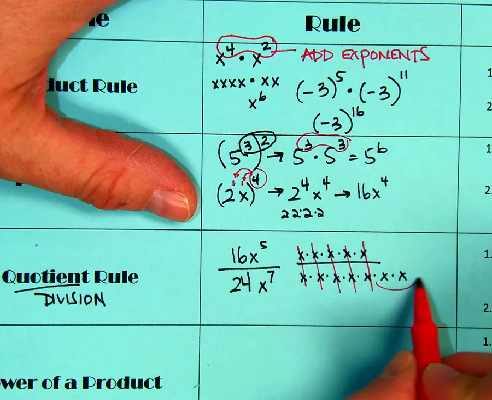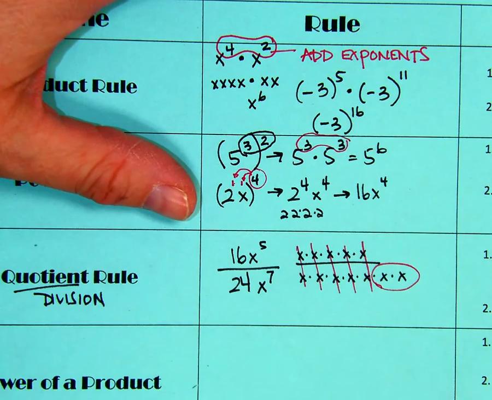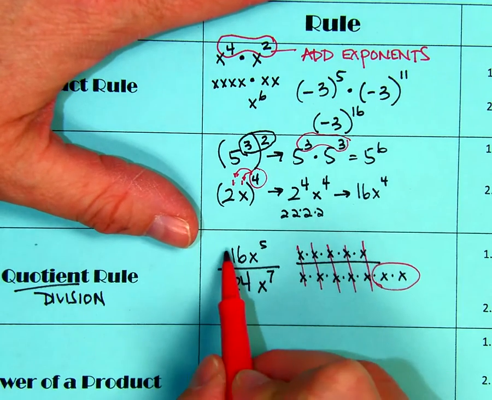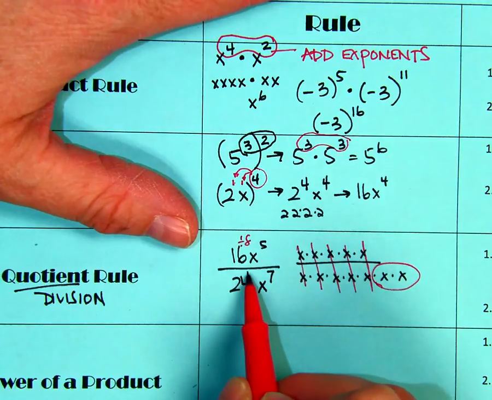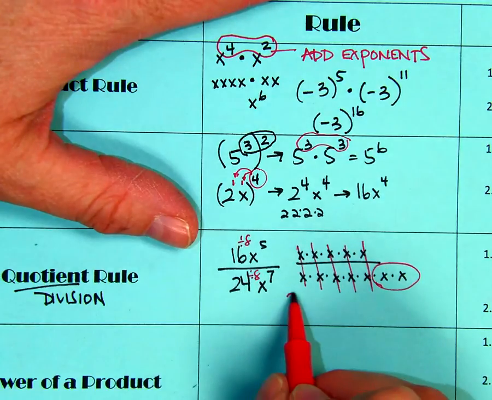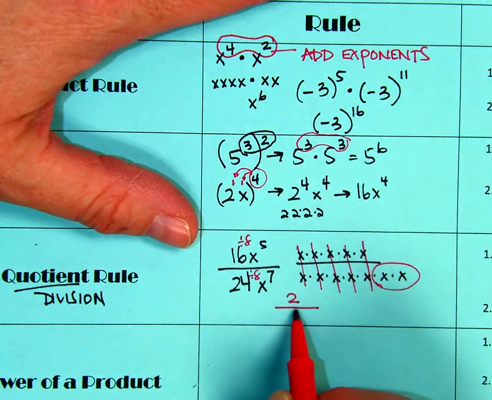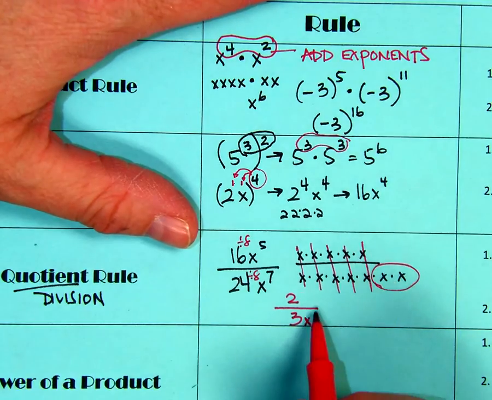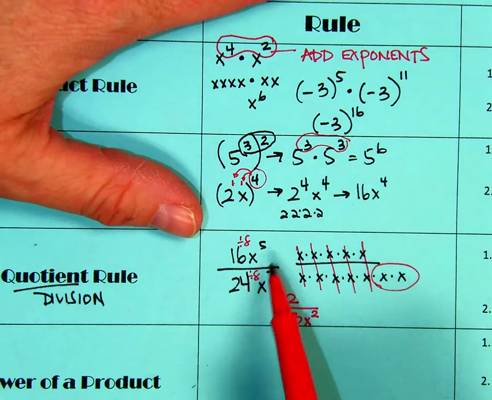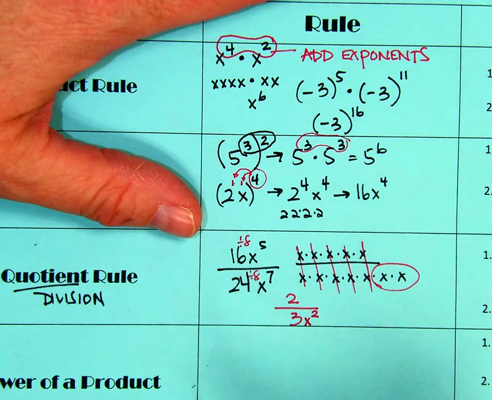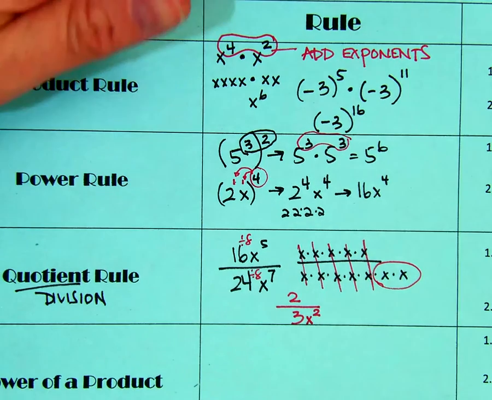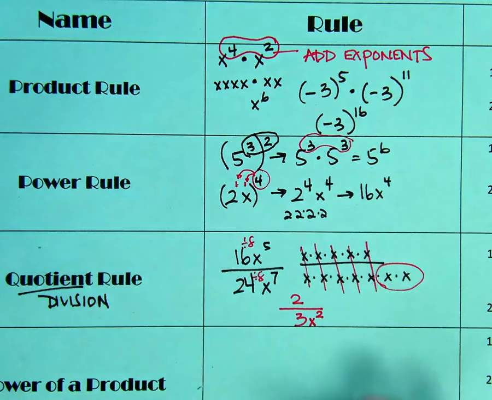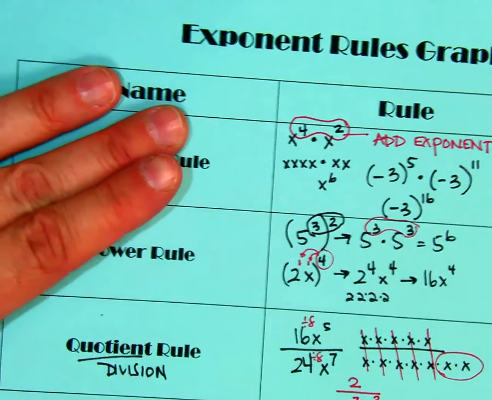That leaves me 2 x's in the denominator. So if I simplify the 16 and the 24, 8 goes into both of these numbers. So I end up with a 2 in the numerator, a 3 in the denominator, and I have x's in the denominator. So when you are dividing, you are subtracting. I'm going to do another one of those just because it is one of the harder ones. I'm going to kind of squeeze it over here.